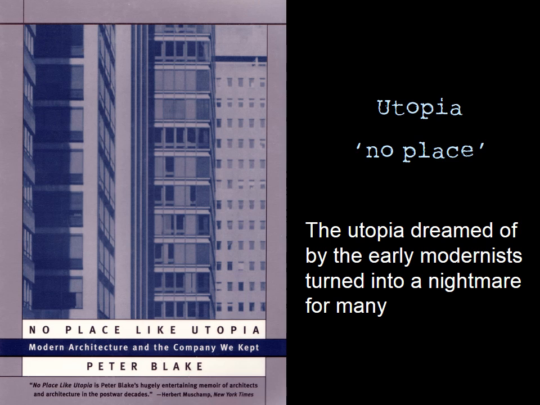So starting with the physical problems with new buildings, when we think about modernist architecture, you think about the phrase utopia. Utopia, of course, meaning no place. And so Peter Blake writes this book, a kind of memoir as much as anything else, called No Place Like Utopia, Modern Architecture and the Company We Kept. And it reflects the problems that came about with the modernist architectural ideology, where the utopia that the modernists dreamed of tended to turn into a nightmare for many people.